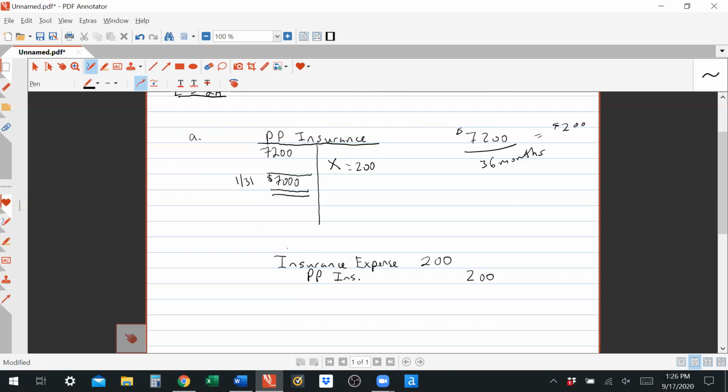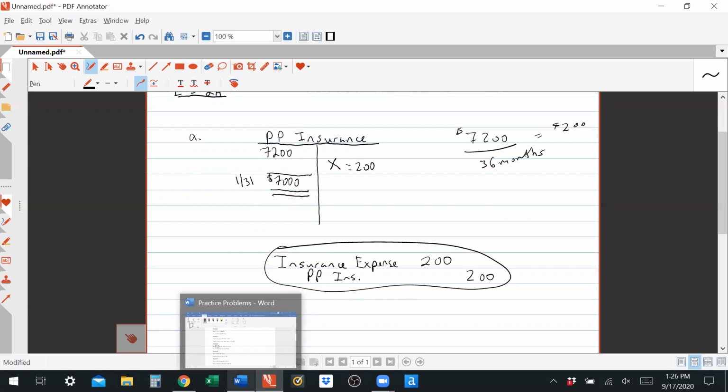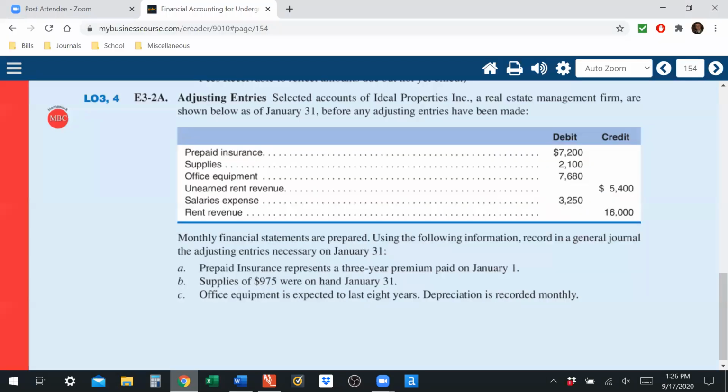So this is the answer. This is the adjusting entry. They don't ask for the ending balance in prepaid insurance. They don't ask for it. They just want you to make the adjusting entry. Part B.